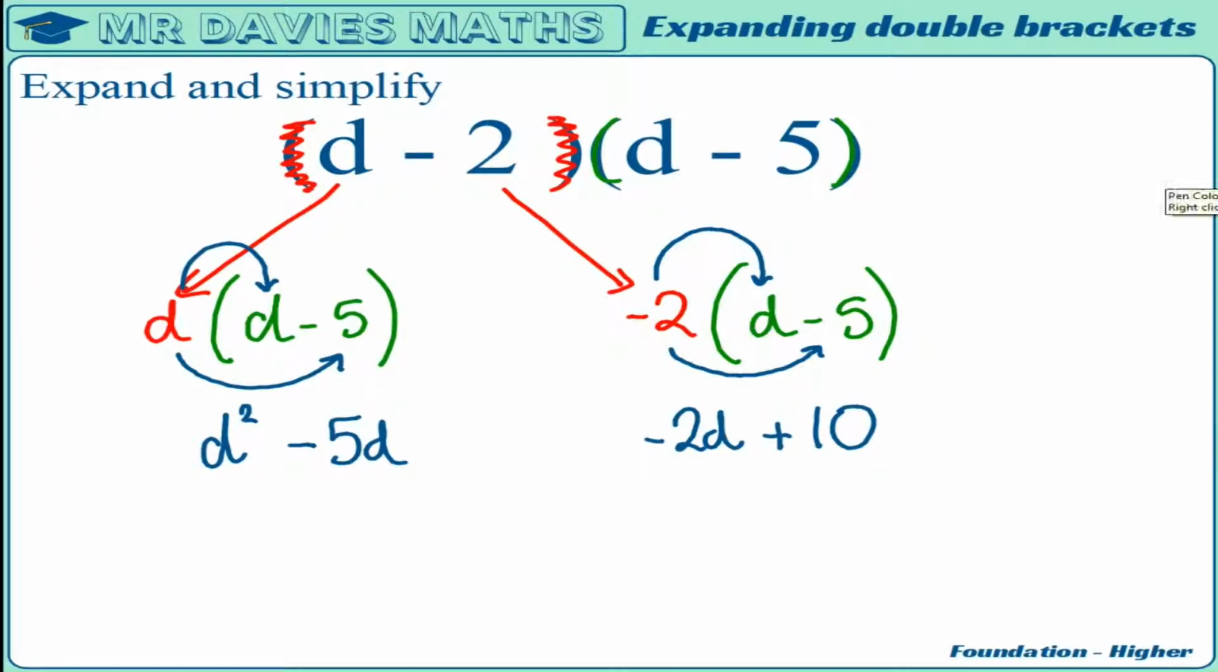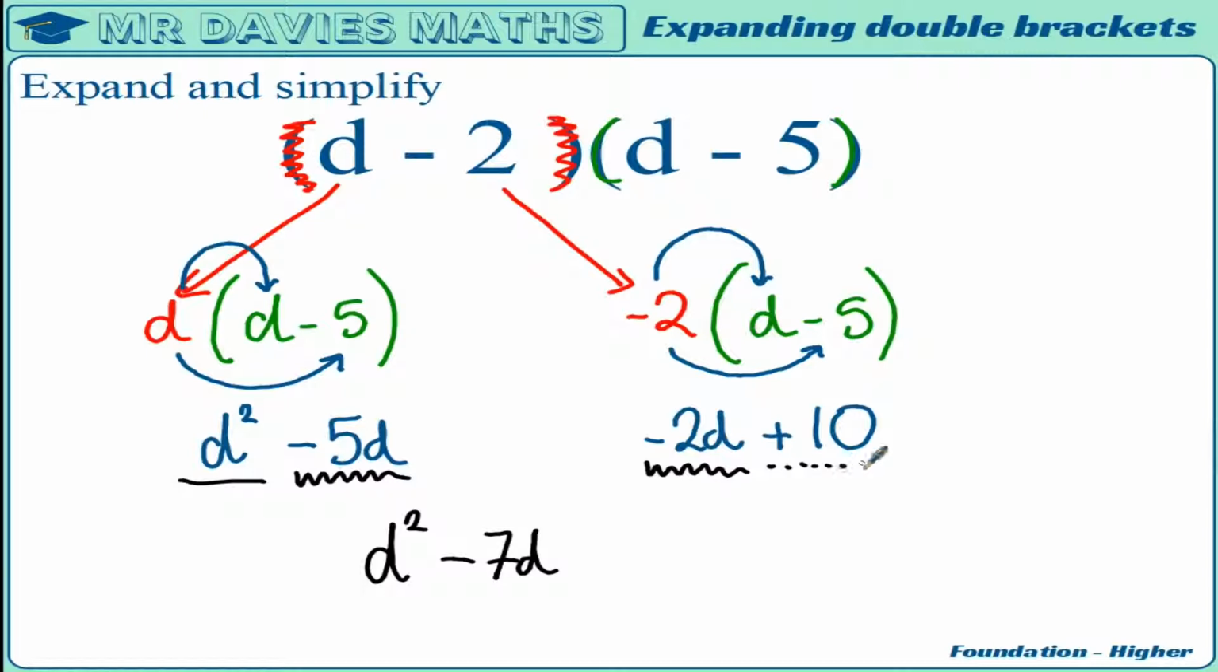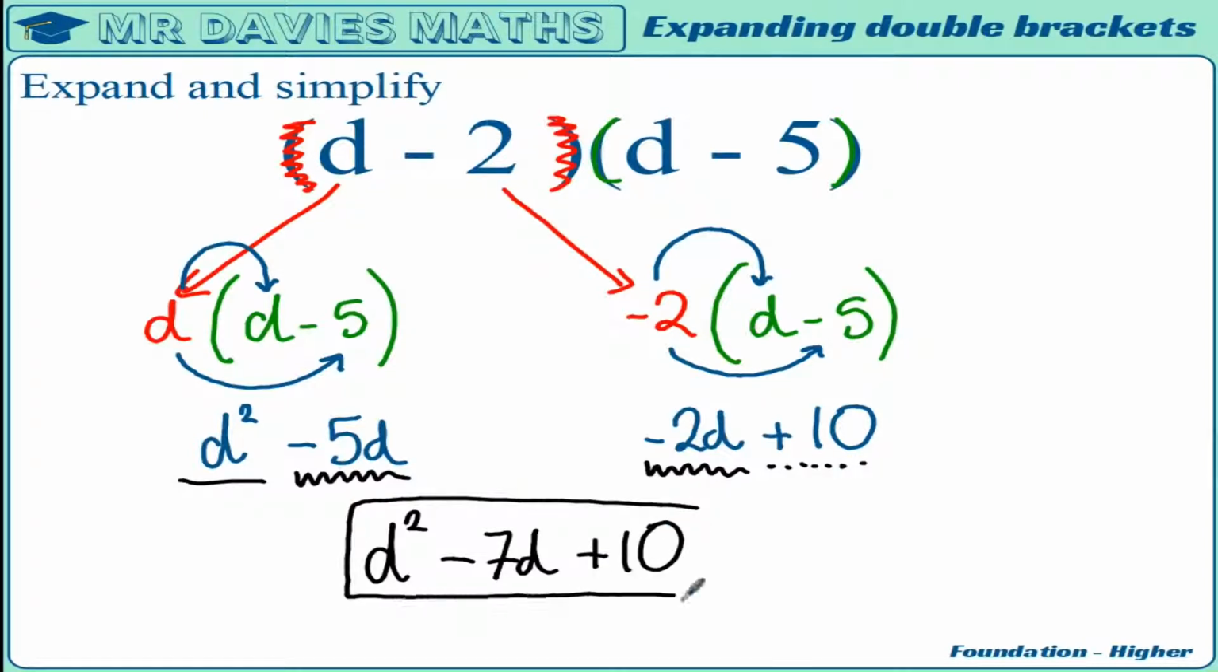What can we collect? What can we simplify? Well, we've got d squared. We've got minus 5d, so we're currently at minus 5 on the number line. Then it says take away another 2. So if I was at minus 5 and I took away another 2, I'd actually get negative 7d. And then we've got this plus 10 again on the end to be part of our answer. And there is our answer.